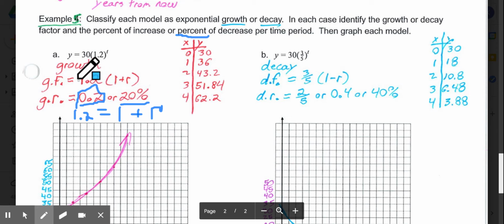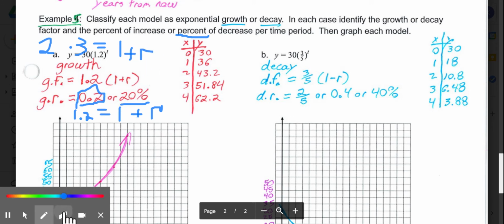So let's say our growth factor was 2.3. You would do 2.3 equals 1 plus r. Then we'd subtract the 1 from each side. So r would equal 1.3. And then we would multiply that by 100, and r would be 130%.